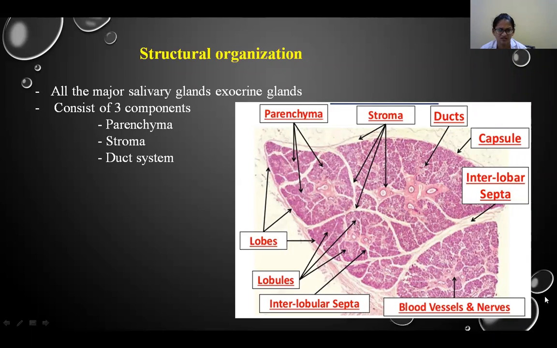Next, coming to the ductal system. How is the ductal system arranged? See here, this is the lobe and these are the lobules of the gland. In between the lobules, you are going to see the interlobular segment. These are all the blood vessels and nerves.